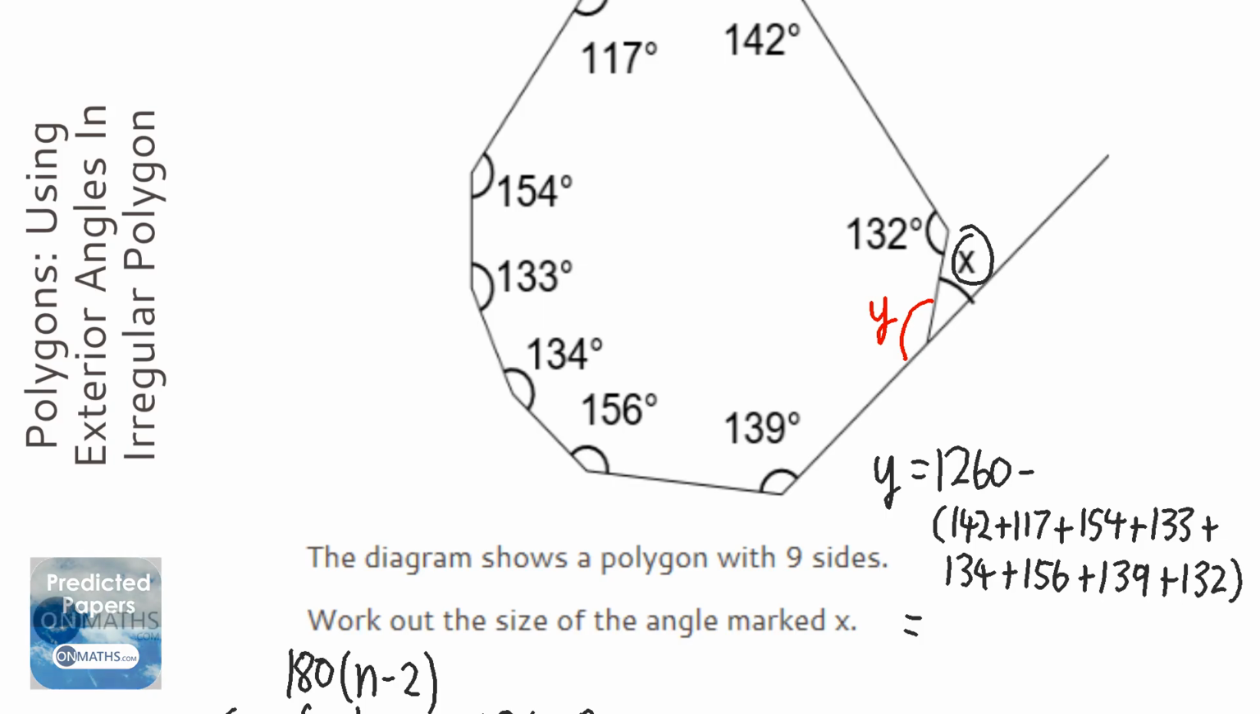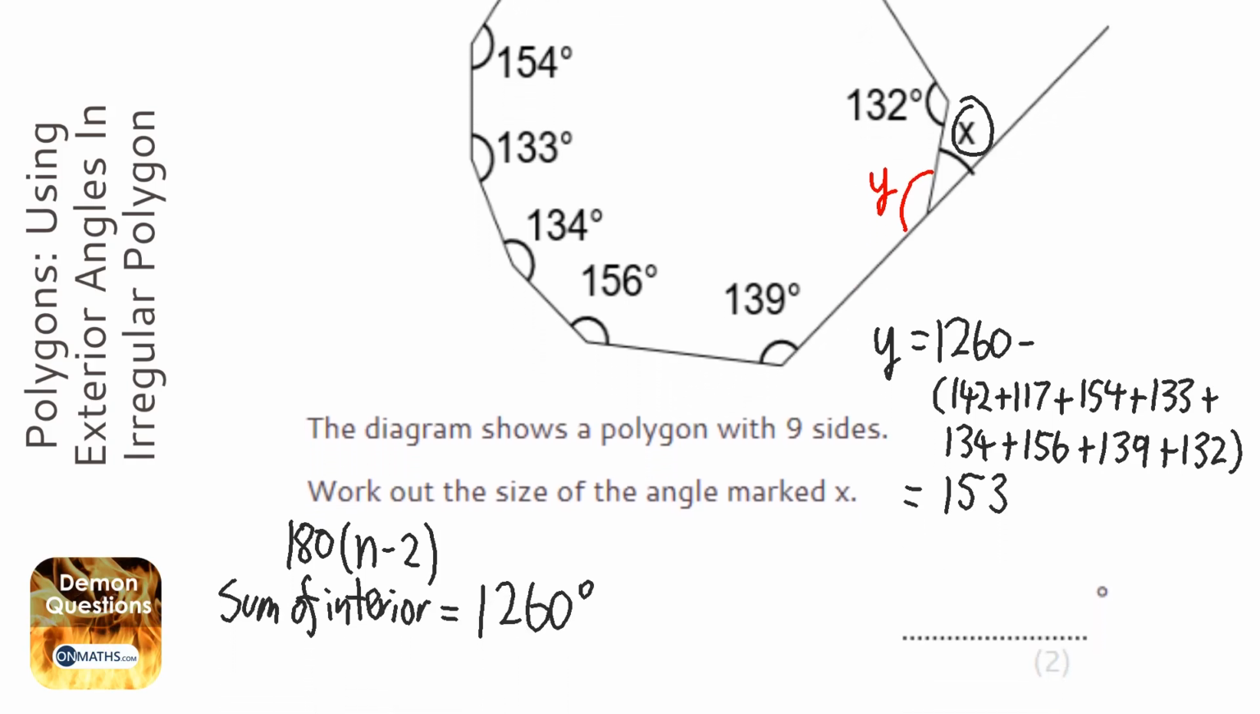Okay, so I'm going to get my calculator and I'm going to do 1,260 take away, open bracket, 142 plus 117 plus 154 plus 133 plus 134 plus 156 plus 139 plus 132, close bracket, equals, and that says 153. So y is 153.